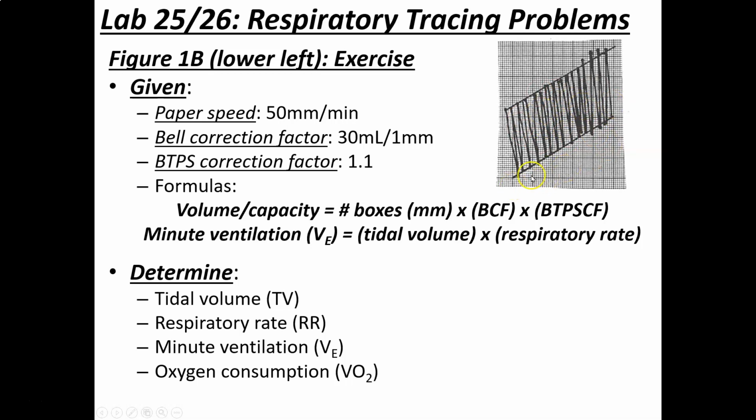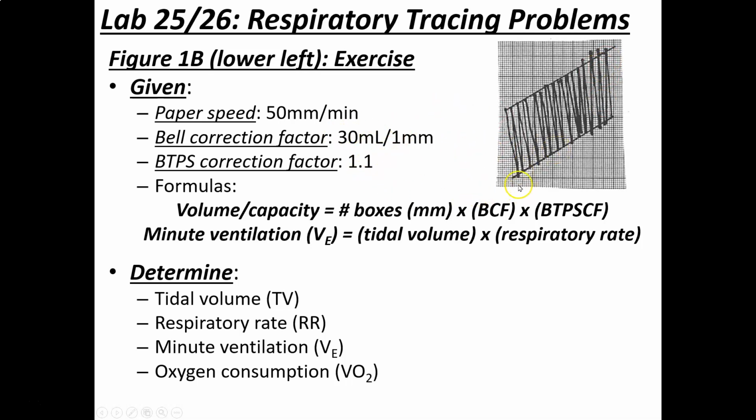So if I want to count tidal volume, I'll do it up here again because it's a pretty easy spot. So I'm going to start right here from this line of best fit, literally right at this line. I'm going to go up this line and go, there's 10, there's 20, there's 30, let's say 34. So the tidal volume is 34 millimeters, and once I know that, then I multiply by 30 and then 1.1.